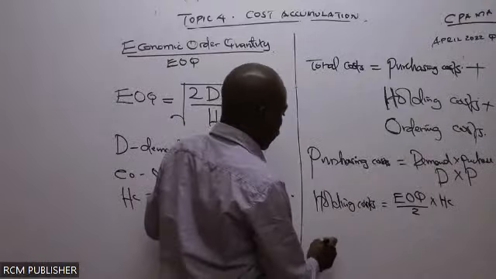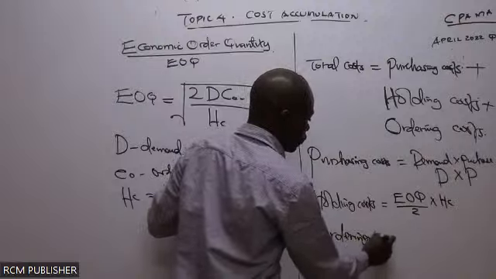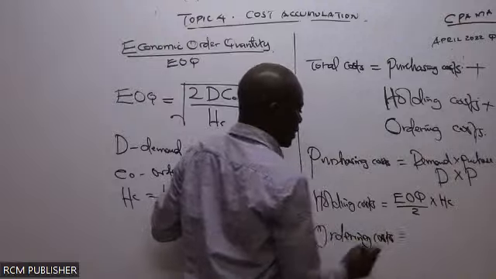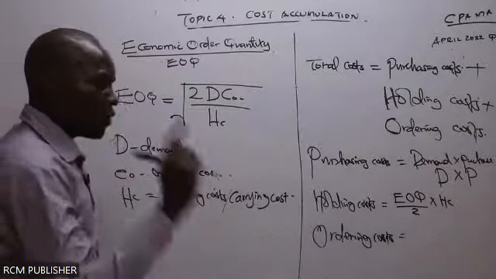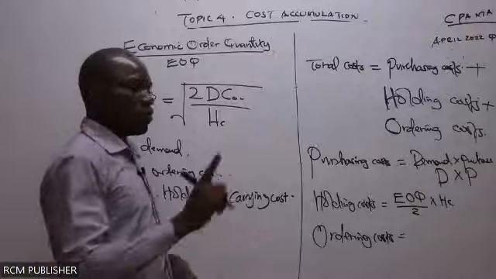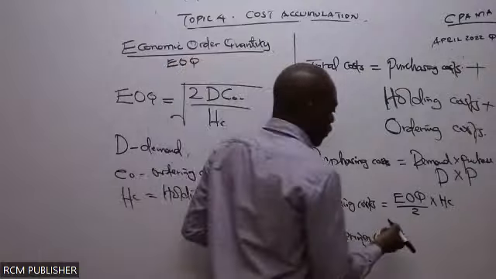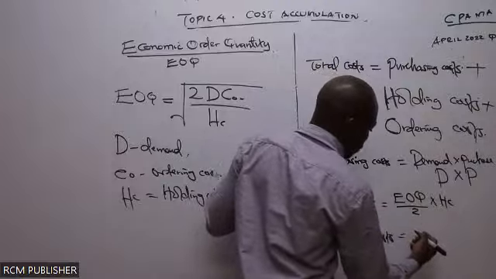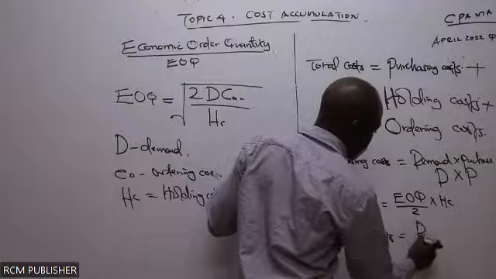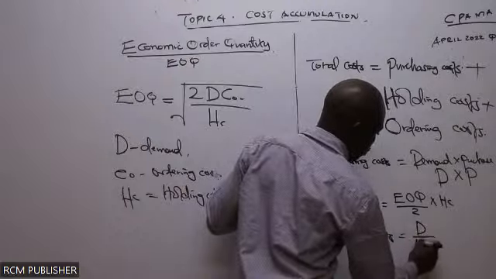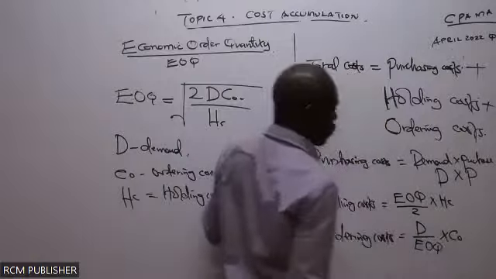When you want to get now the ordering cost, remember I said, for us to get the total ordering cost, we'll take number of orders, then you multiply by cost per order. So the number of orders multiplied by cost per order, we are going to have demand over economic order quantity. Then we multiply by ordering cost.